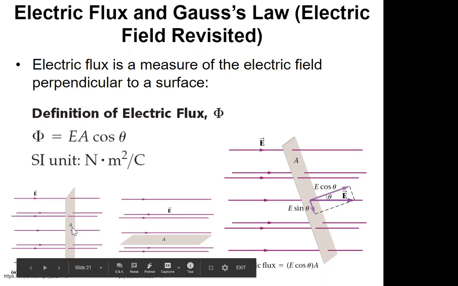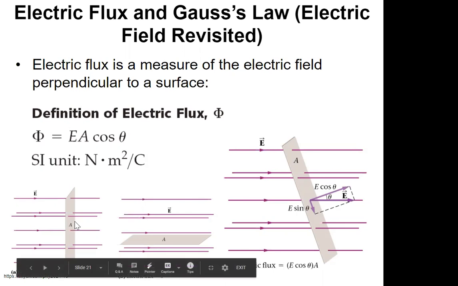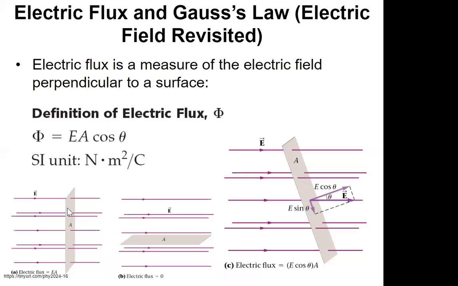The theta is the angle between the electric field and the normal direction of the surface, so just keep that in mind. That's the normal direction of the surface. In this case, the normal direction and the E field are in the same direction, so the flux is E times A.